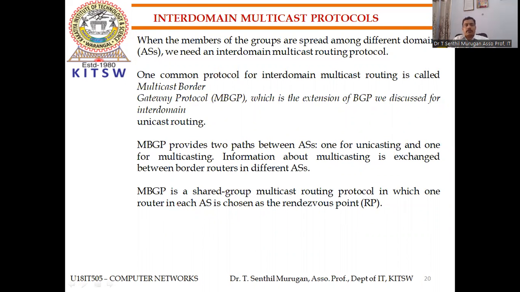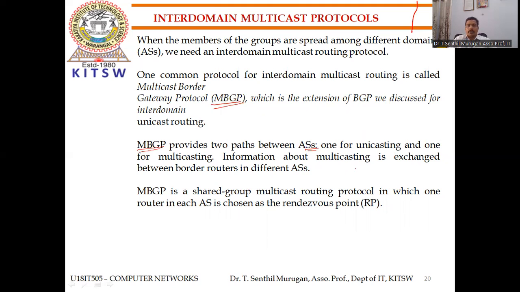Now we are going to discuss the inter-domain routing protocol. Intra-domain we have already discussed. In inter-domain unicast routing, the protocol is the Border Gateway Protocol. Here also we use the Multicast Border Gateway Protocol (MBGP), which is used as the inter-domain routing protocol. So how does it work? There are two paths between the autonomous systems. MBGP provides two paths between the autonomous systems, one for unicasting and one for multicasting.